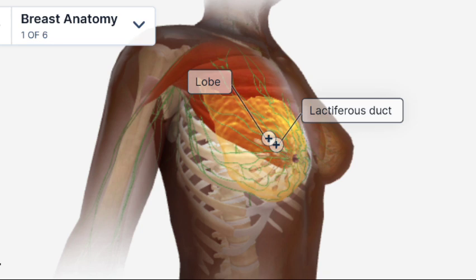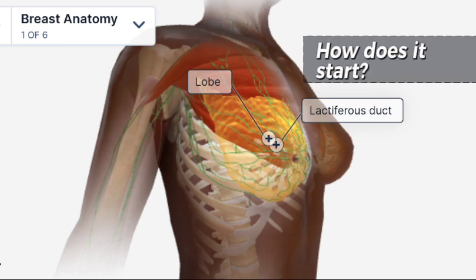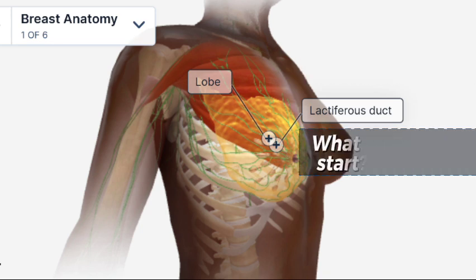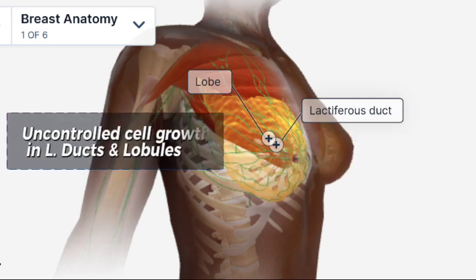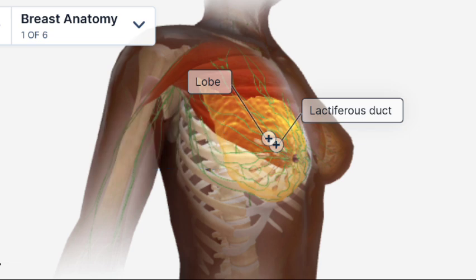So let's talk about breast cancer. How does it start, and what is the cause? Well, we can say that breast cancer starts when certain cells in the breast begin to grow without control. These abnormal growths of cells usually occur in the lactiferous ducts or in the lobules. Not to worry, we will dive into more detail as we progress in this video.